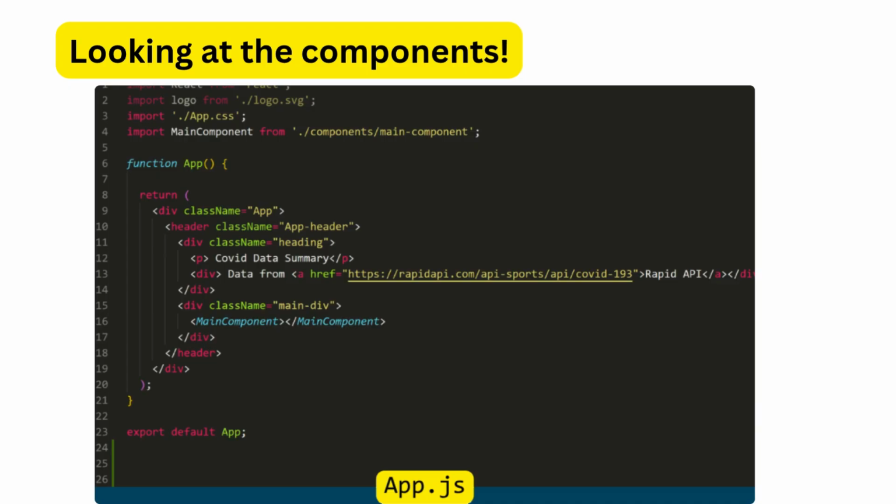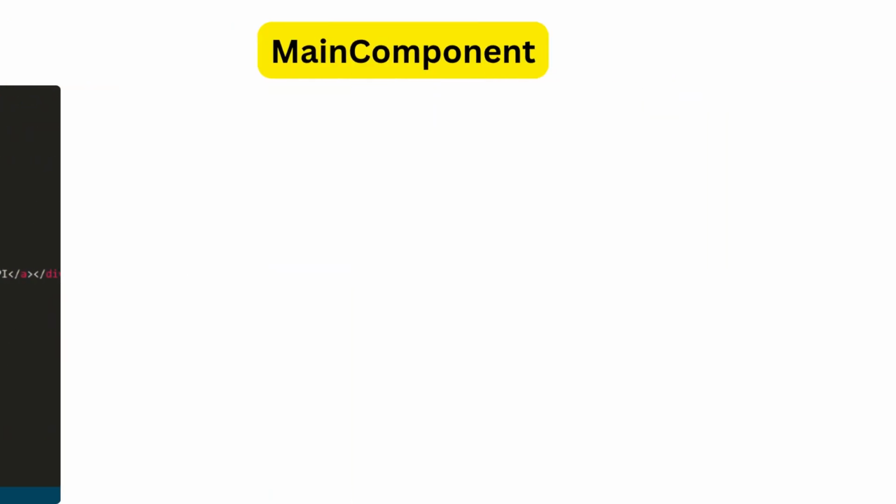On line 3, we are importing the app.css file. I am not going into details about the CSS here. You can review the code in my GitHub repository for more. In the next step, we will make our components: a charts component, a list component, and a main component.